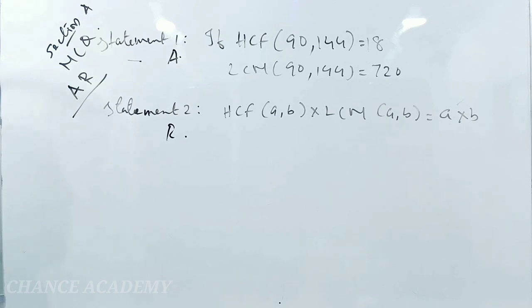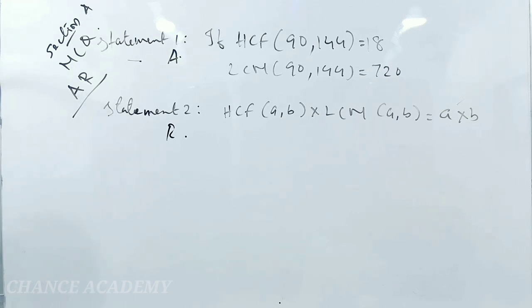In that way, the second option will be: statements 1 and 2 are both true, but statement 2 is not the correct explanation for statement 1. And that will be the order. The third option will be: the first statement is true, the second statement is false. And finally, the first statement is false and the second statement is true. That will be your final option.